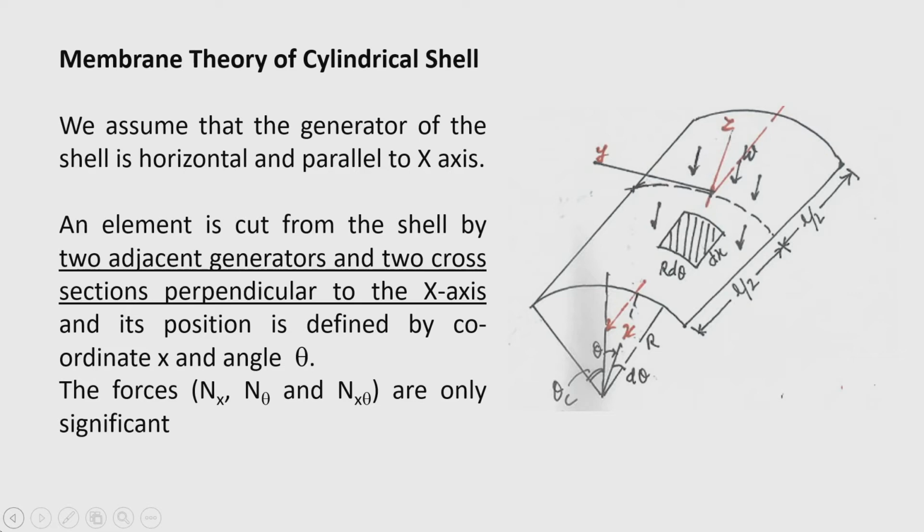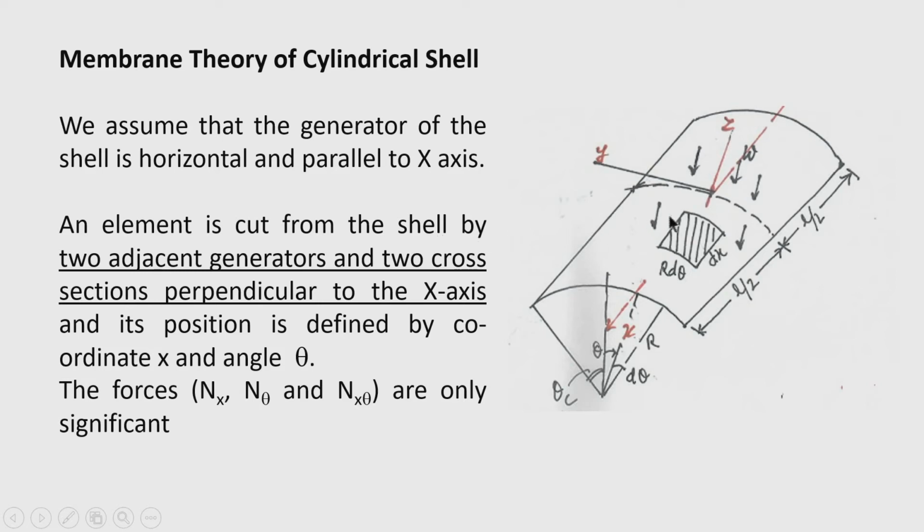Let us now go to the membrane theory of cylindrical shell to develop the differential equations of equilibrium. We assume that the generator of the shell is horizontal and parallel to the x axis. This is the generator which rolls over the directrix, which is curved. This curve may be a circular arc, part of a parabola, an elliptical curve, or a cycloid. Various types of possibilities are there for directrices.